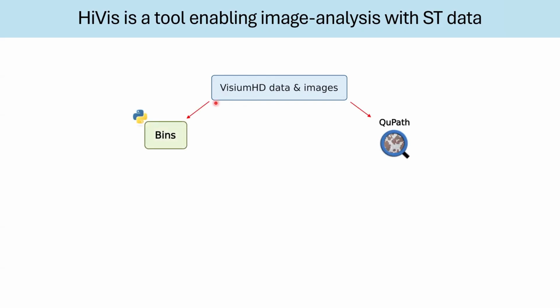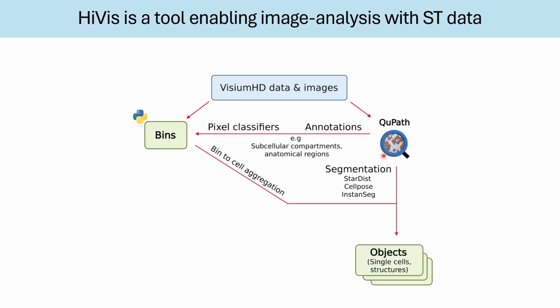And the idea is that we have in Visium HD bins, 2x2 micron small bins. And we work on them with Python, while the images themselves, we work in QPath, which has lots of options for image analysis. So in QPath, what we can do is first cell segmentation. We can use StarDist, Cellpose, or InstanSeg in order to create single cells and so on.